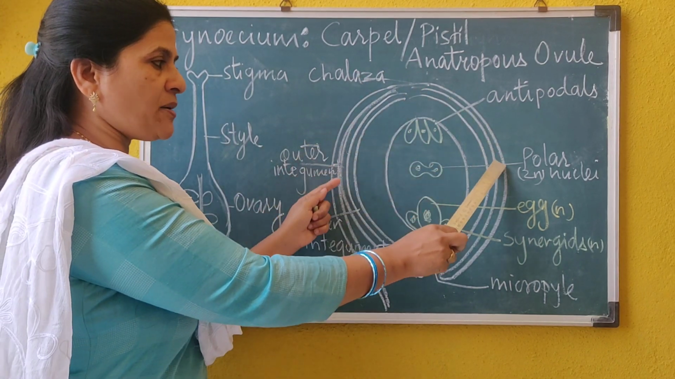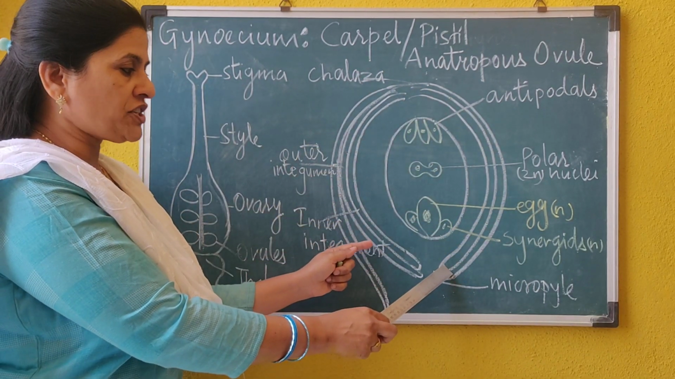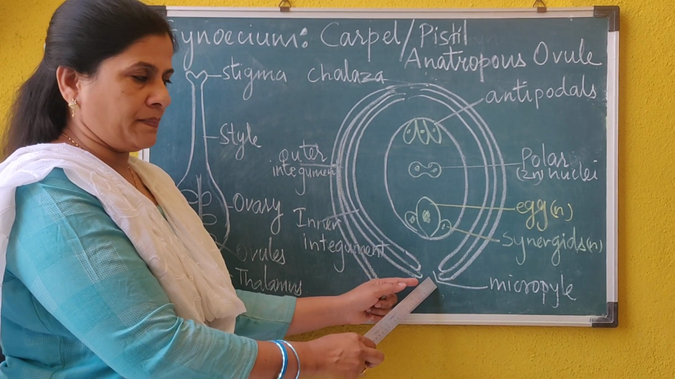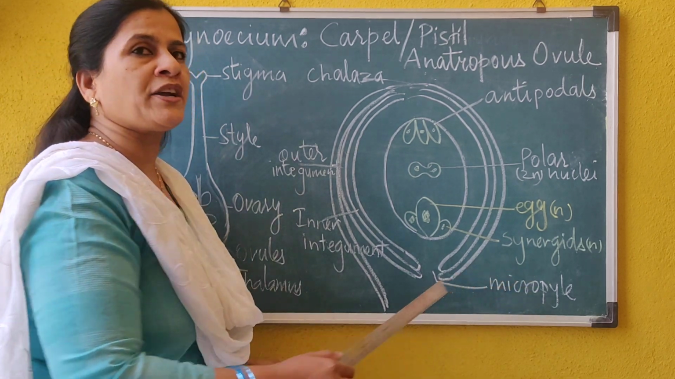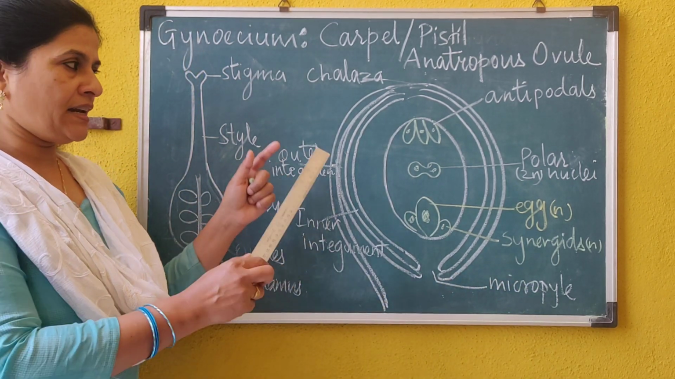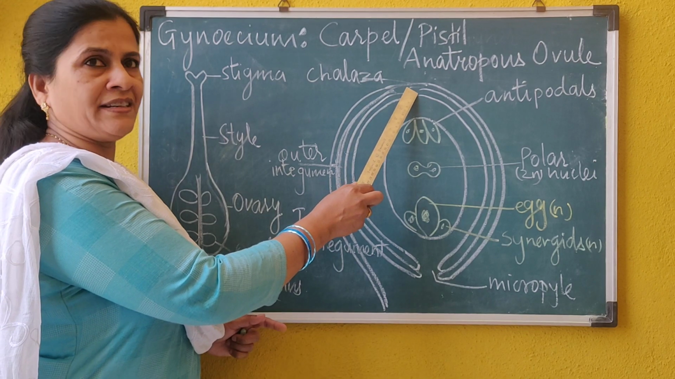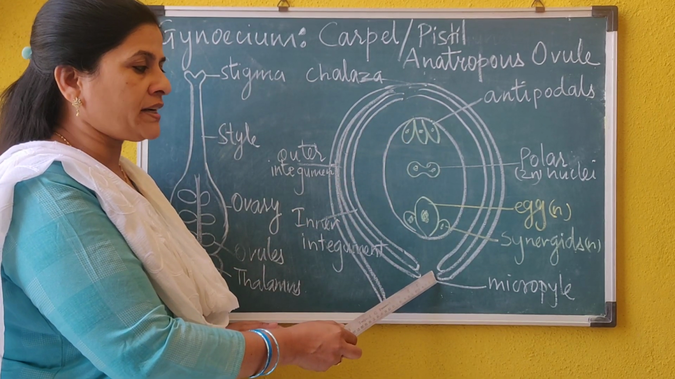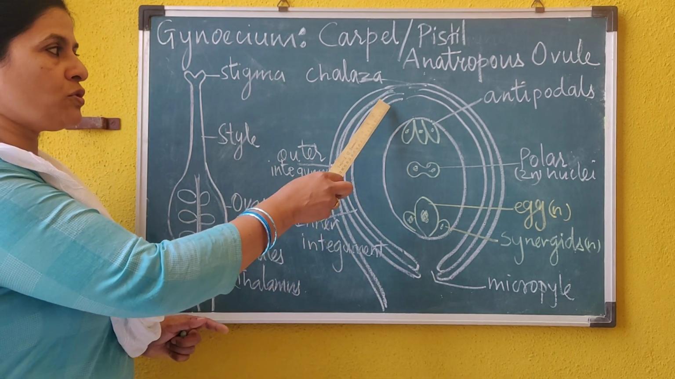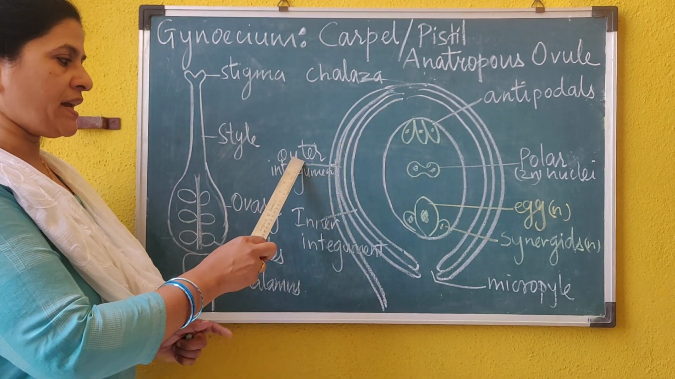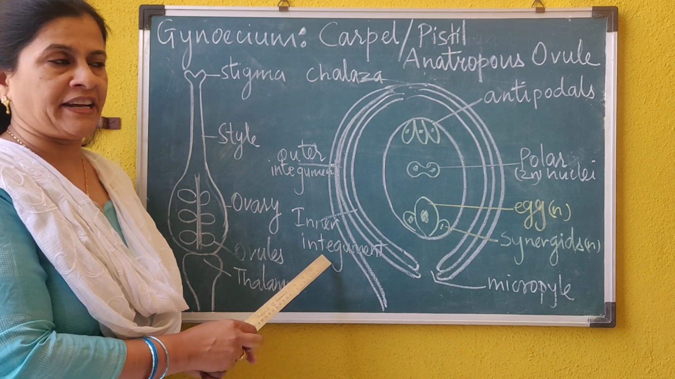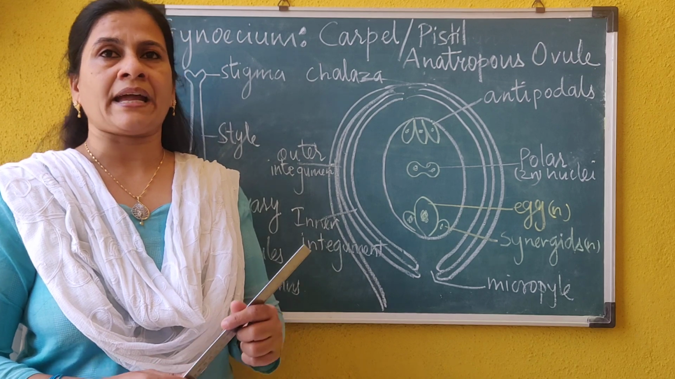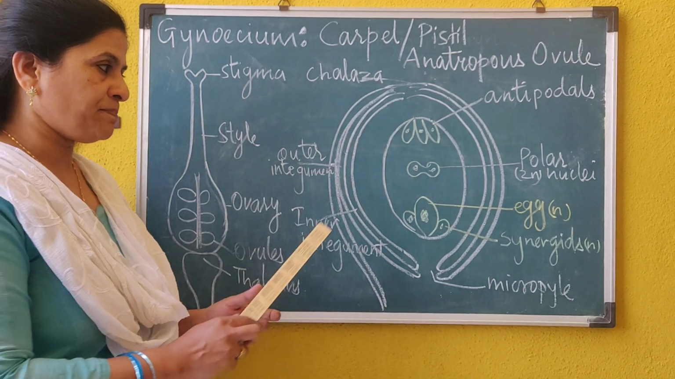Through the chalaza, two integuments originate, and they leave an aperture at the tip. That aperture is called as micropyle. Hence, in an ovule, there are two ends formed. One is chalazal end and other is micropylar end or tip of the ovule. So, two protective coverings are outer integument and inner integument. Hence, the ovule of angiosperm is called as bitegmic, having two integuments.